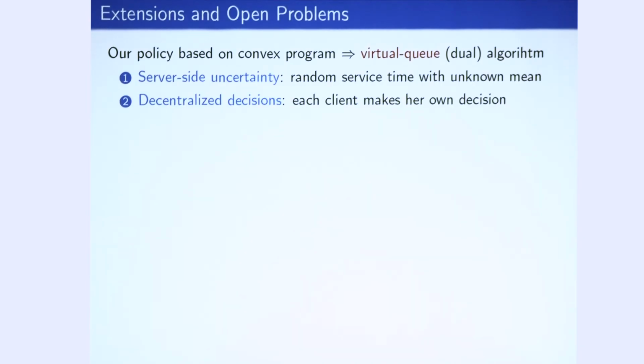So I think our work only touches on the tip of the iceberg in this area. There are many interesting extensions and open problems. For example, you can imagine in the online service platform, there also exists uncertainty on the server side. For example, the service time could be random. Also, in many online platforms, the decisions may not be centralized. Instead, they're decentralized. It turns out that since our policy is based on a convex program, we can develop a dual algorithm, which is also called a virtual queue algorithm, to deal with server-side uncertainty and also lead to decentralized decisions.